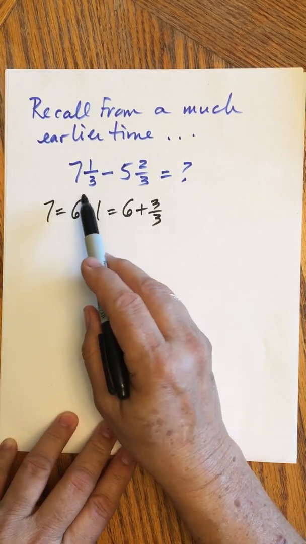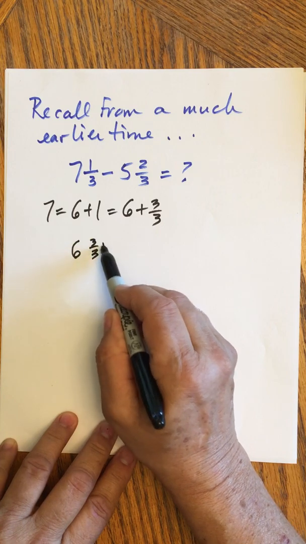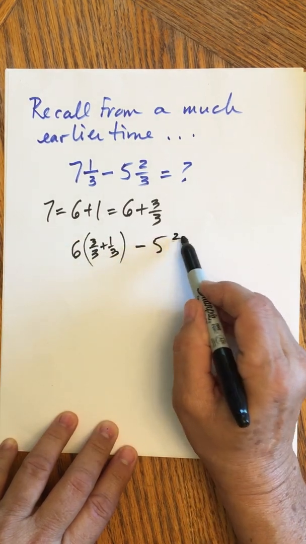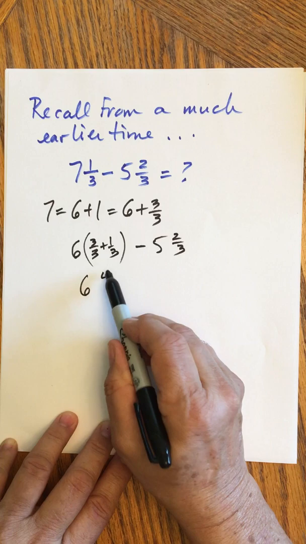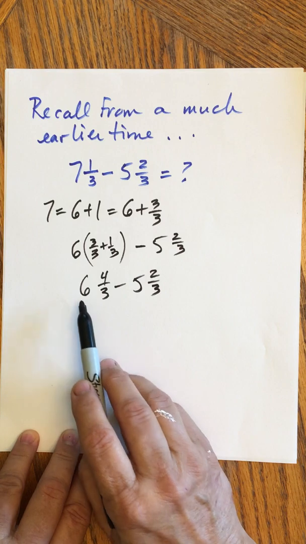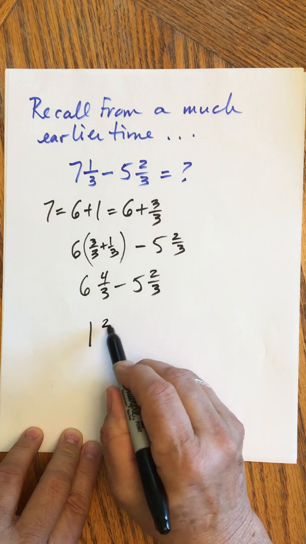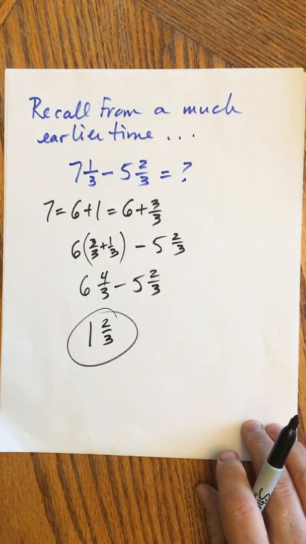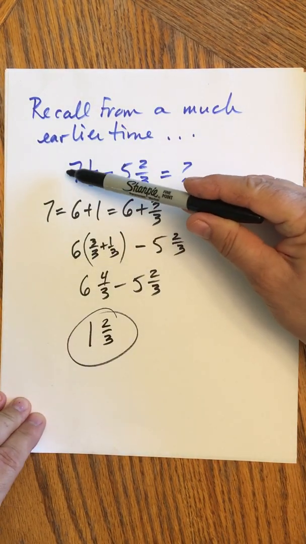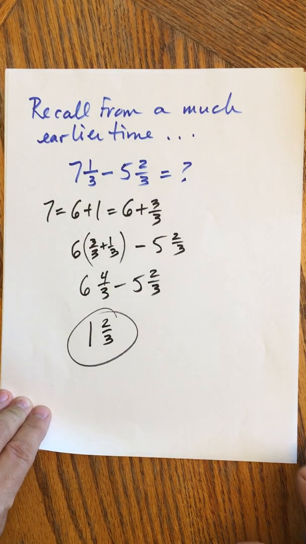So instead of writing 7 1/3, I'm going to write 6, and then remember there's 3/3 plus a third, right? And then minus 5 2/3. So now you have 6 4/3 minus 5 2/3. And now you can say 6 minus 5 is 1, and then 4/3 minus 2/3 is 2/3. Right? So essentially we're borrowing to make the parts. You have the whole number like 7 and 5, and then the parts, and you're borrowing from the whole so that there's enough parts to do the subtraction.